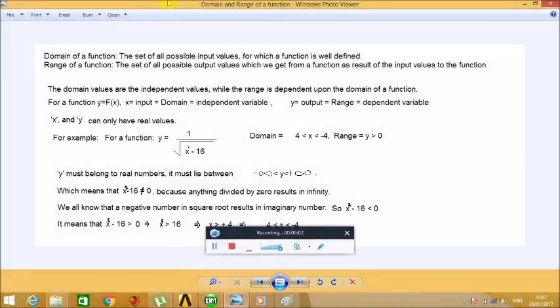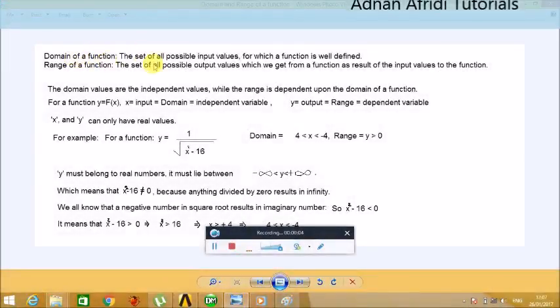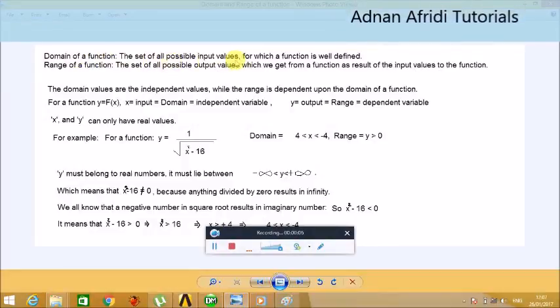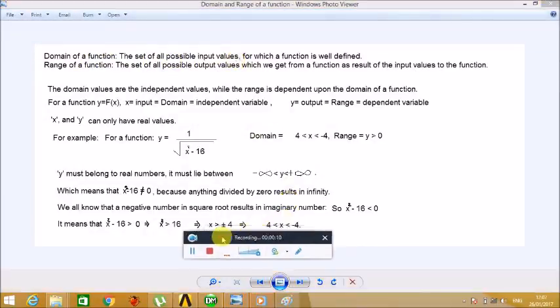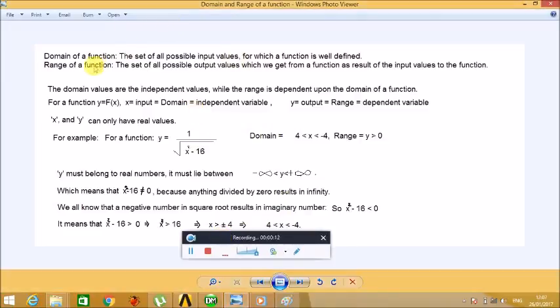What is domain? Domain of a function is the set of all possible input values for which a function is well defined. And range is the set of all possible output values which we get from a function as a result of the input values to the function.